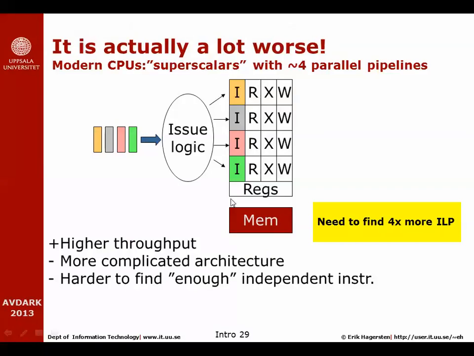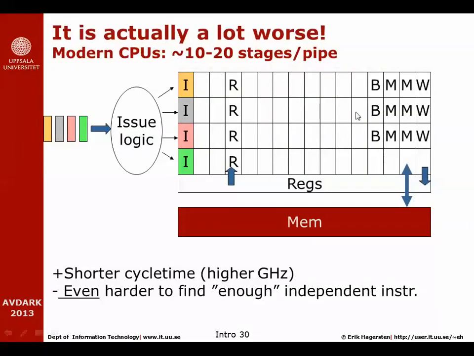But it's actually a lot worse than that, because in modern pipelines we don't only start 1 instruction every cycle, we tend to start several instructions every cycle. So in, for example, this machine I have in front of you, it starts like 3 or 4 instructions every cycle. That means we actually have to find 4 times more instruction level parallelism, 4 times more independent instructions in order for us to keep that pipeline happy.